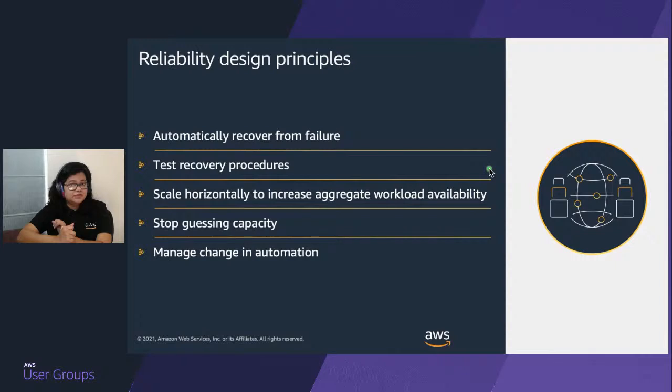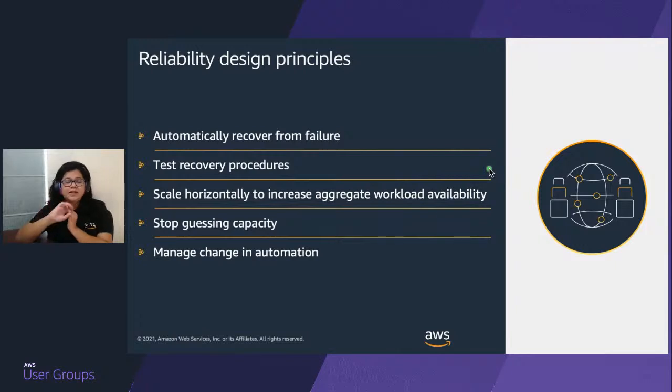Automatically recover from failover. If an EC2 instance dies in an auto scaling group, EC2 will automatically replace that EC2 instance. Test your recovery procedures. Don't just create the system and forget about testing. You have to test if things are normal, but you also have to test about things are abnormal.